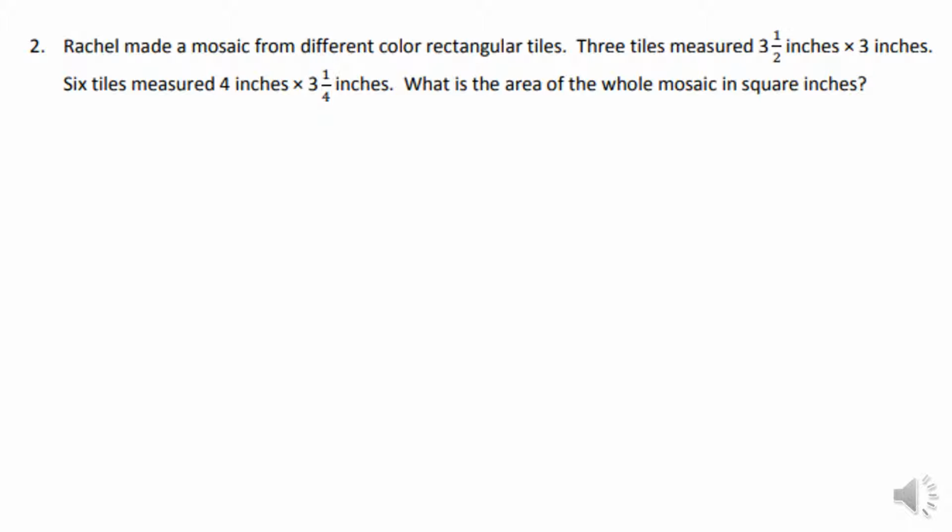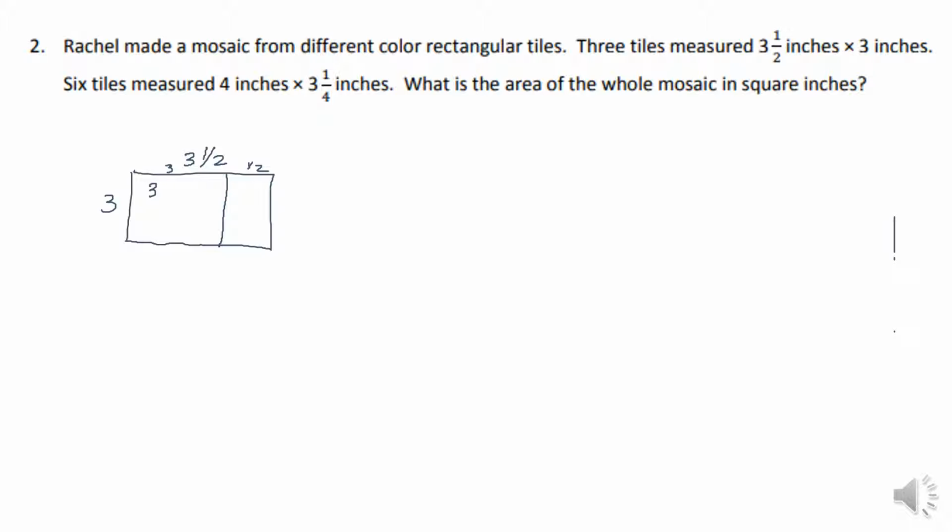In question 2, Rachel had a mosaic from different colored rectangular tiles. 3 tiles measured 3.5 inches by 3 inches. 6 tiles measured 4 inches by 3 1/4 inches. What is the area? So we're going to start off by drawing ourselves an area model. So here's a rectangle, and hopefully by now you're seeing the area model with it. So I'm going to start off with the first one being 3.5 by 3.